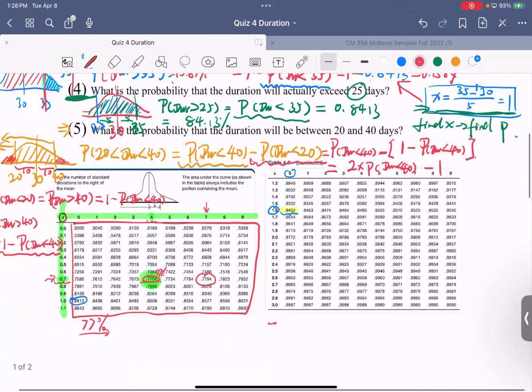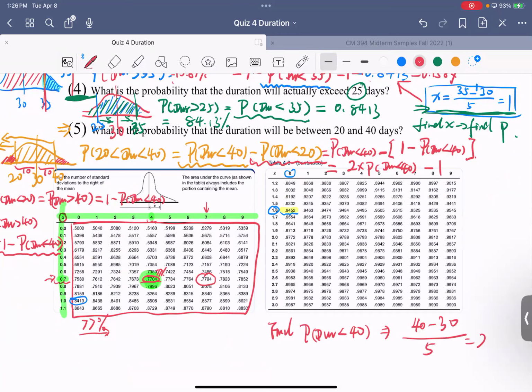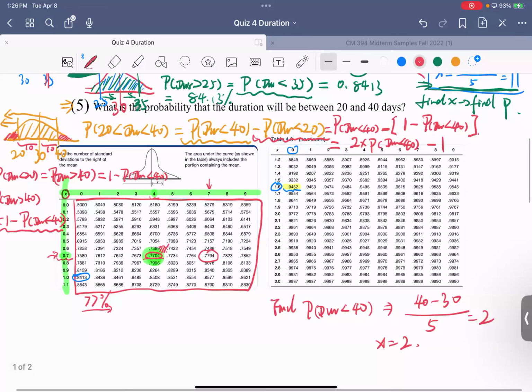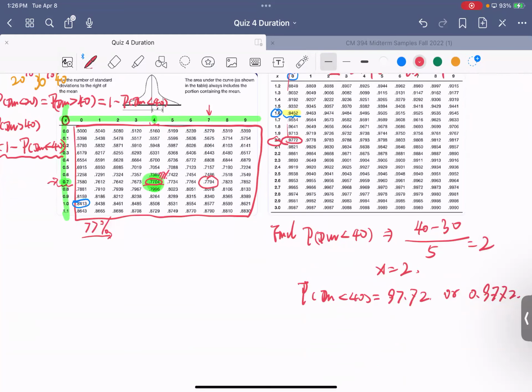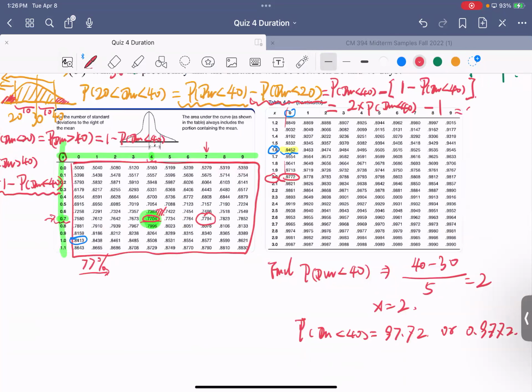Now we are going to find the P duration less than 40. So we use 40 minus 30 divided by 5, you get 2. X is equal to 2. If X is equal to 2, then you find it here. So the P duration less than 40 is equal to 97.72 percent, or 0.9772, right? Then you put this back, you will get 2 times 97.72 percent minus 1. Why did we multiply it by 2?